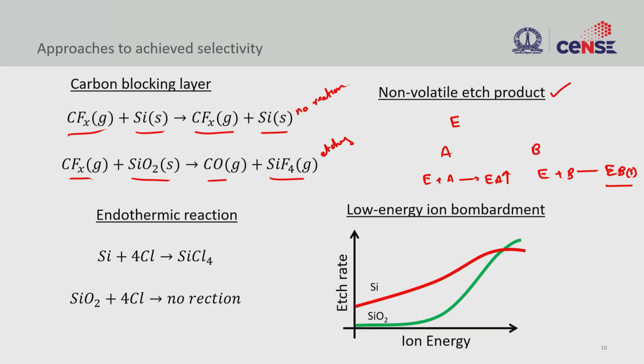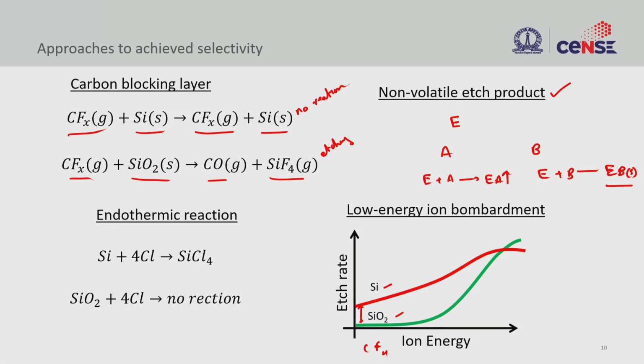And the other way to do that is an endothermic reaction, right? So when you create endothermic reactions, when the reaction path is towards endothermic, then you can also arrest this reaction and create selectivity. And the other interesting way to create this is by using low ion bombardment. So for instance, if you take a CF4 based plasma, right, in this case both silicon dioxide and silicon will etch, but the only difference is there is a slight lag in the etch rate.